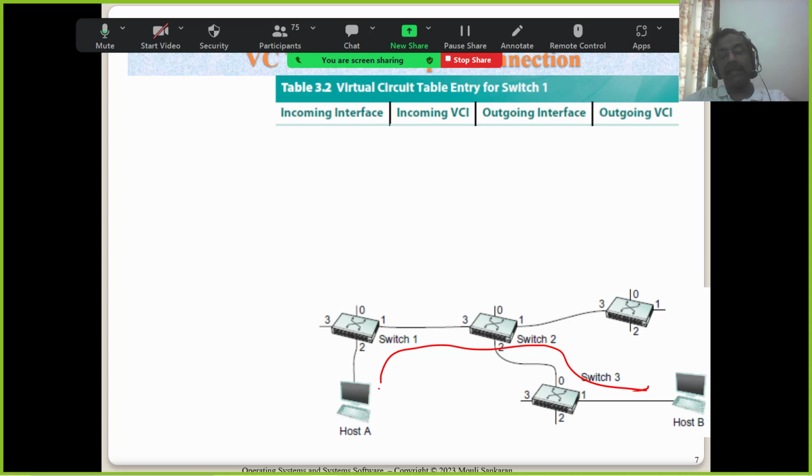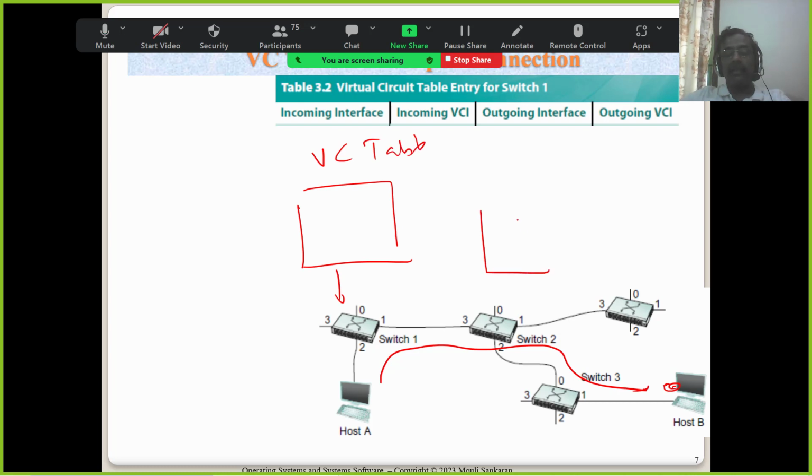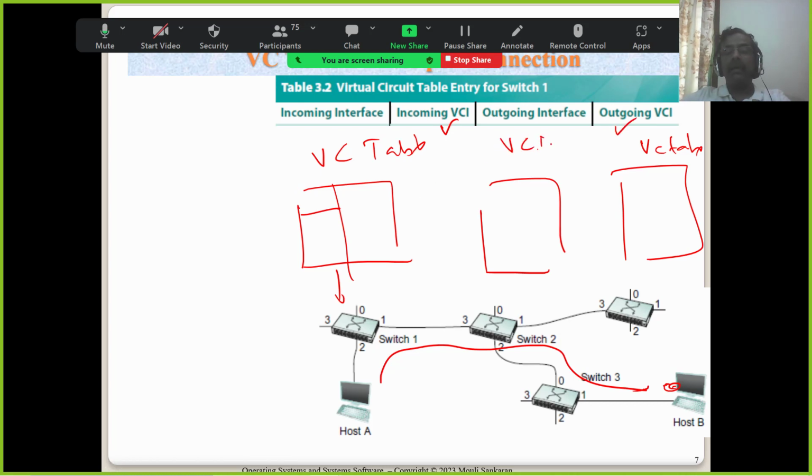Unless I know the entire path until I reach the host, I will not be able to do it. So what is done is, each switch is going to maintain a virtual circuit table. I am saying VC table. Now what are the entries in this table? It has an incoming VCI and an outgoing VCI. VCI is a virtual circuit identifier, some number.